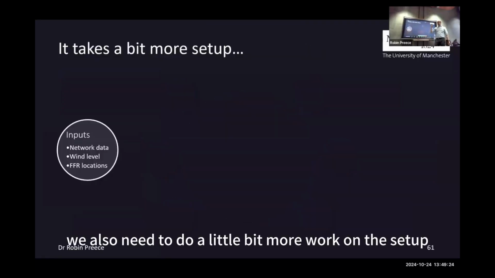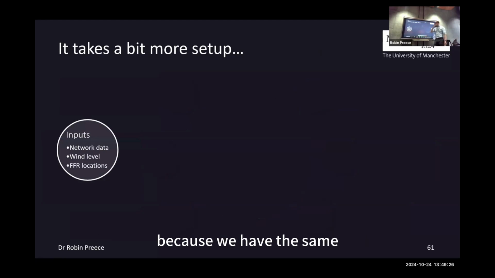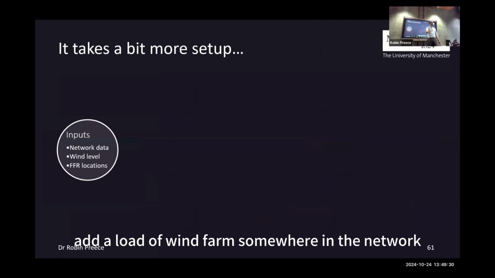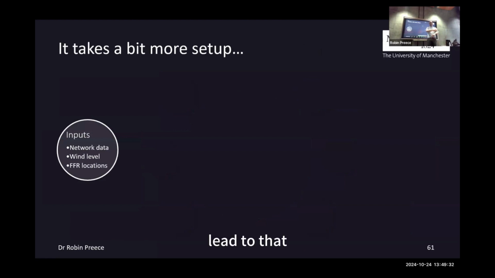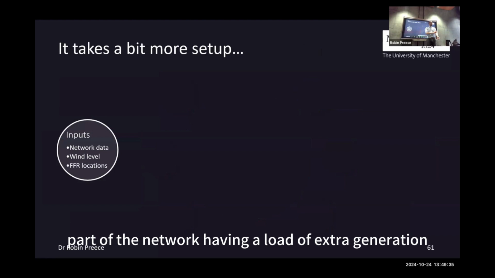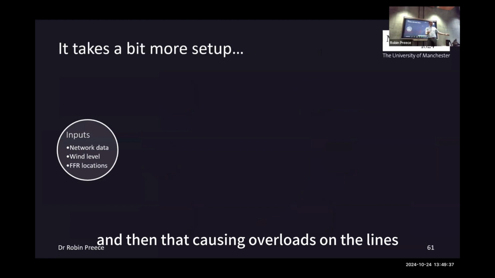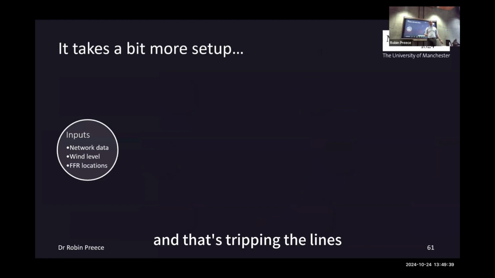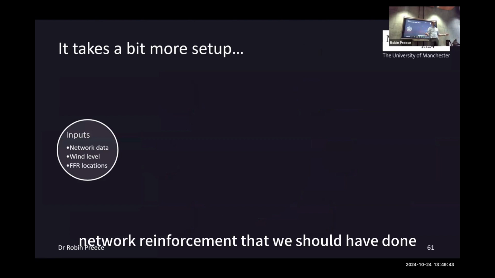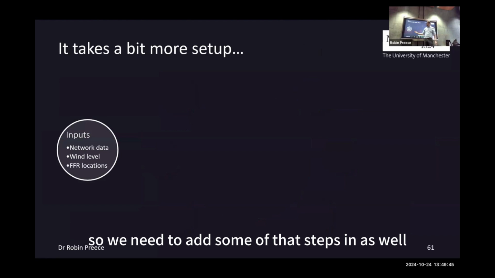We also need to do a little bit more work on the setup because we have the same challenge, which is we don't want to just add a load of wind farms somewhere in the network, lead to that part of the network having a load of extra generation, and then that causing overloads on the lines and us tripping the lines because they're overloaded because we never did any network reinforcement that we should have done. So we need to add some of those steps in as well.